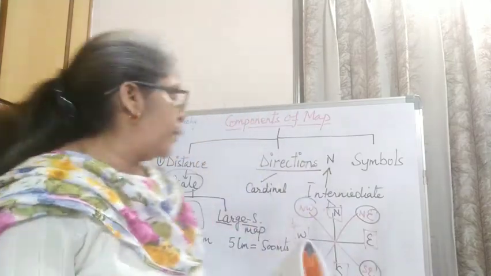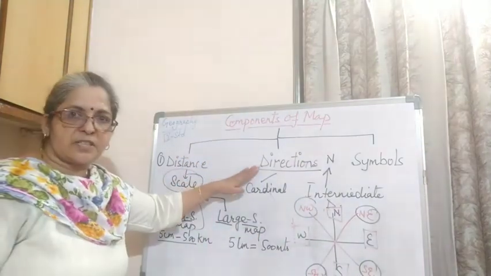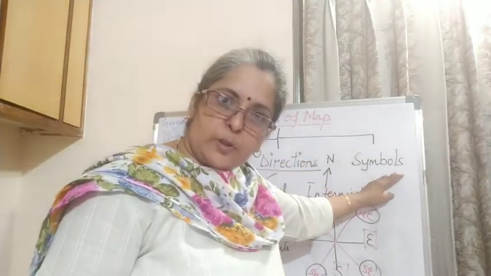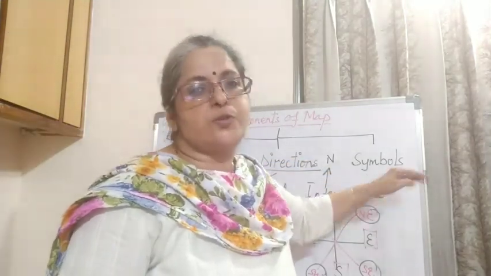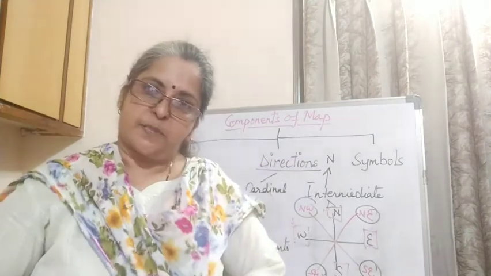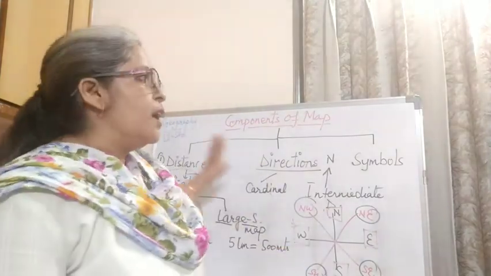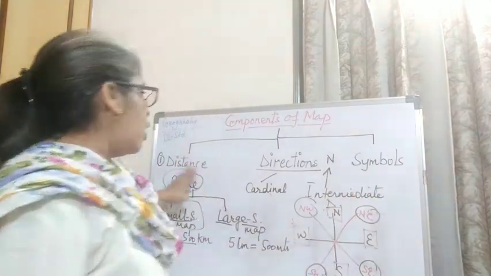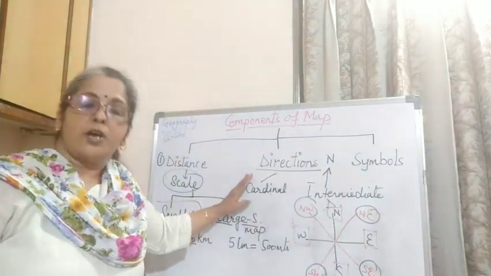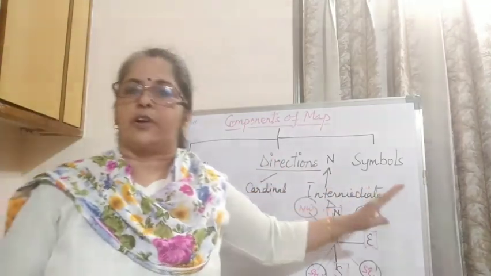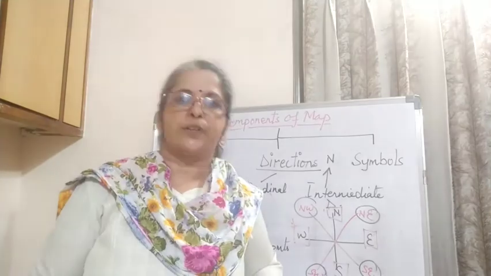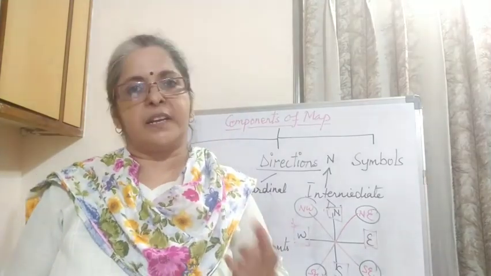So this was about your two components, distance and directions. I hope you understood. In the next session, I will take the symbols, which is also very important to study about the maps. If you have any query up to this in this lesson regarding the different types of maps or the distance and the directions, you are always welcome with your comments on this recorded video, so that I come to know whether you understood or not.